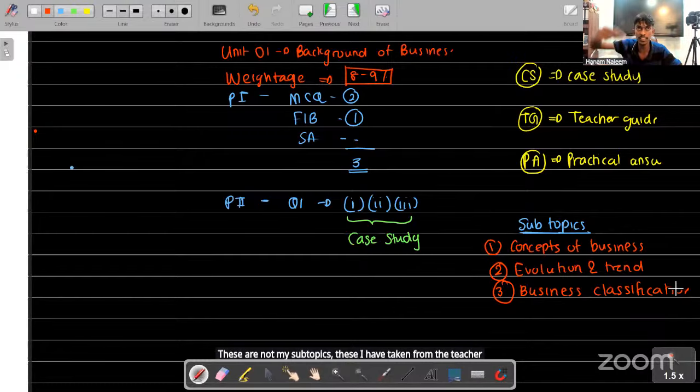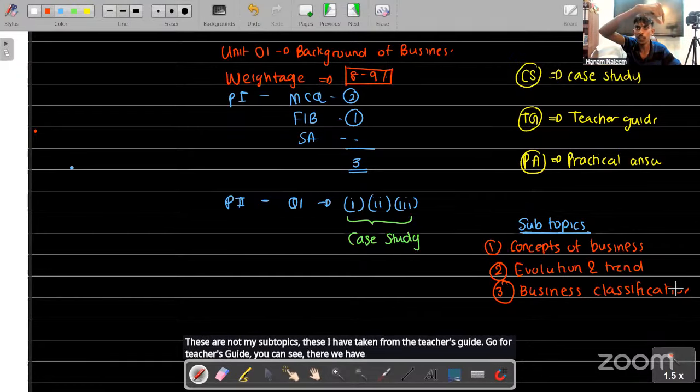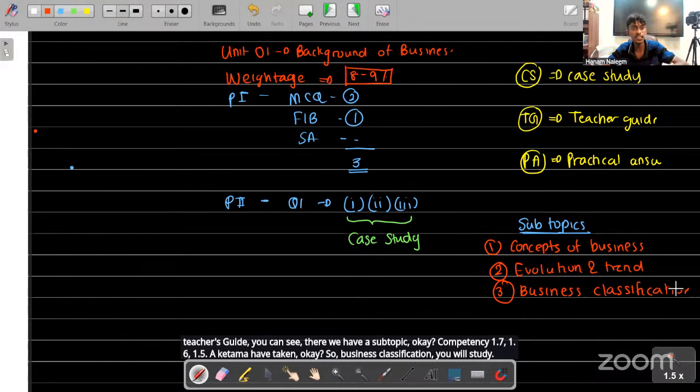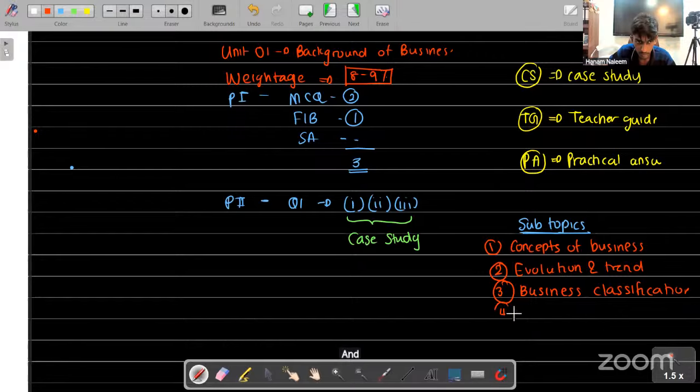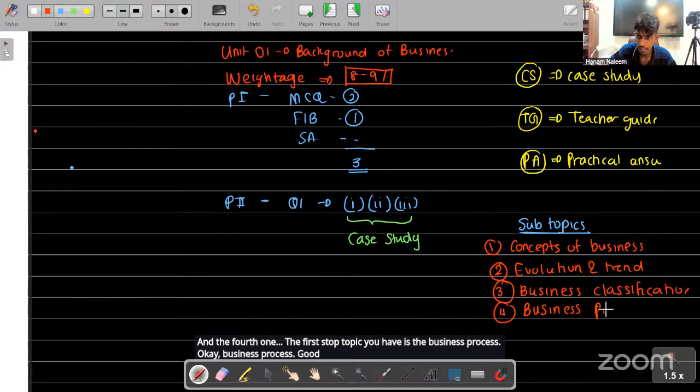Go to the teacher's guide. You can see here, they will have a subtopic. Competency 1.7, 1.6, 1.5, I have taken. So business classification you will study: primary, secondary, tertiary, agriculture, industry, service, those ones. And the fourth one is the business process. For example, input, process, output.